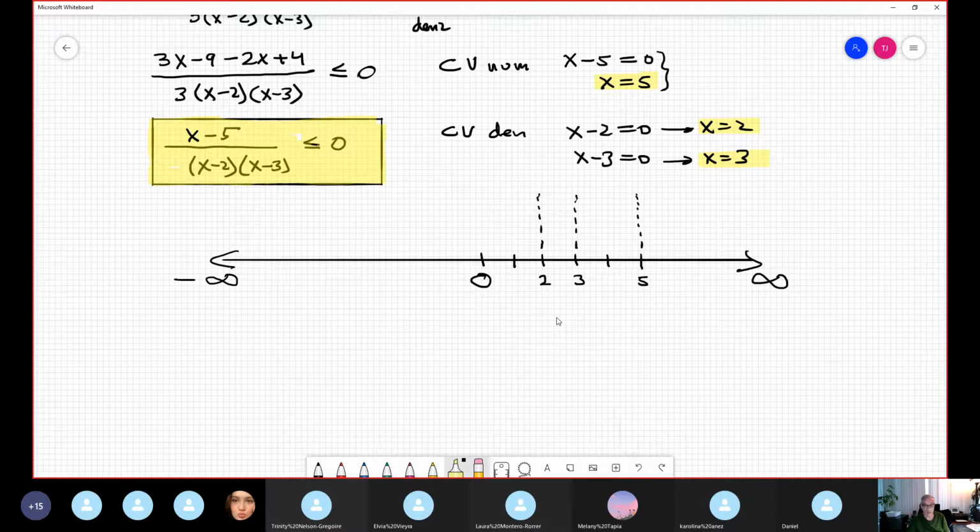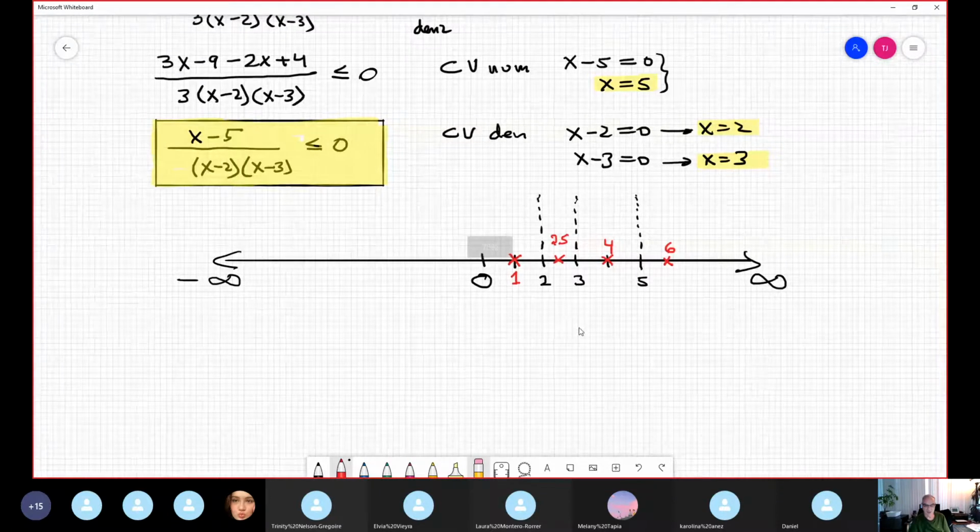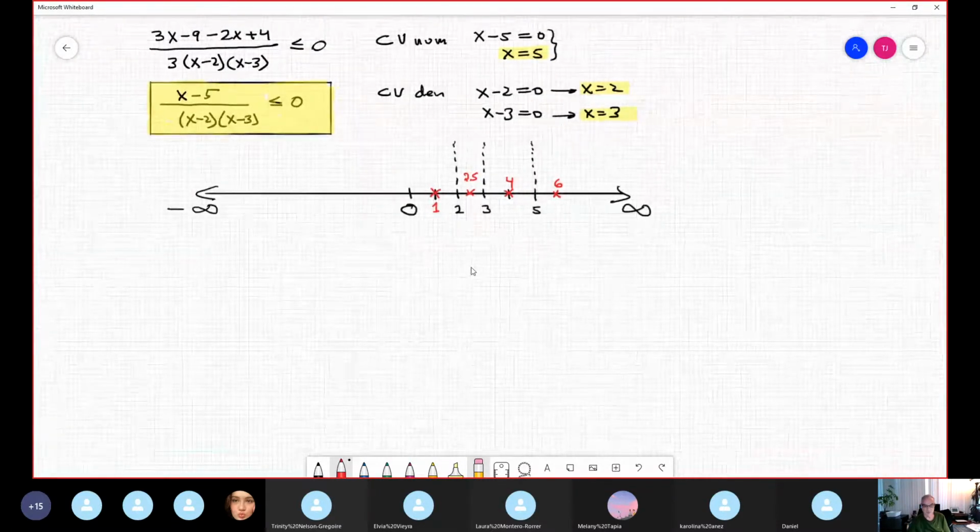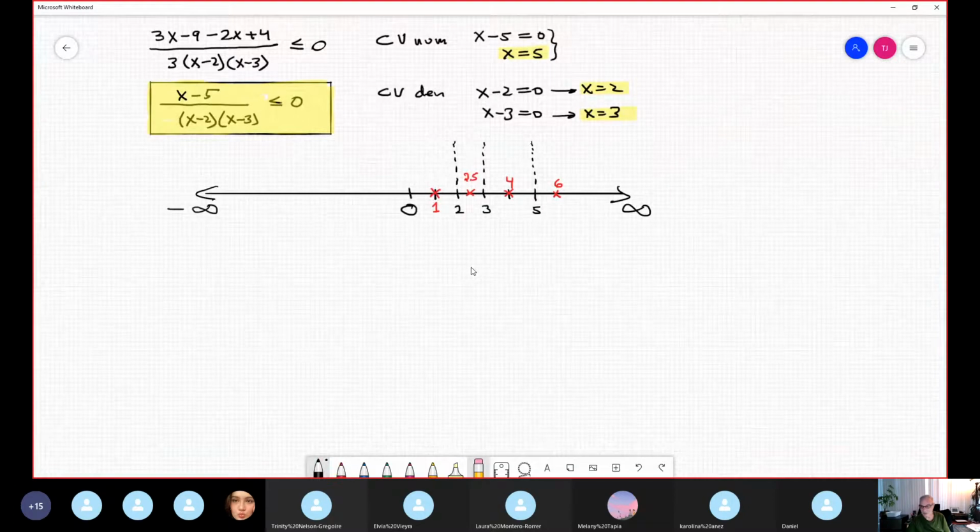In my paper, I select 1, why not? I select 2.5, why not? It's in between 2 and 3, or 2.6, or 2.1, either way. And between 3 and 5, 4. After the 5, 6, or 7, or 11, or whatever you want. This sketch helps me to understand the partition and the intervals and select the testing points.